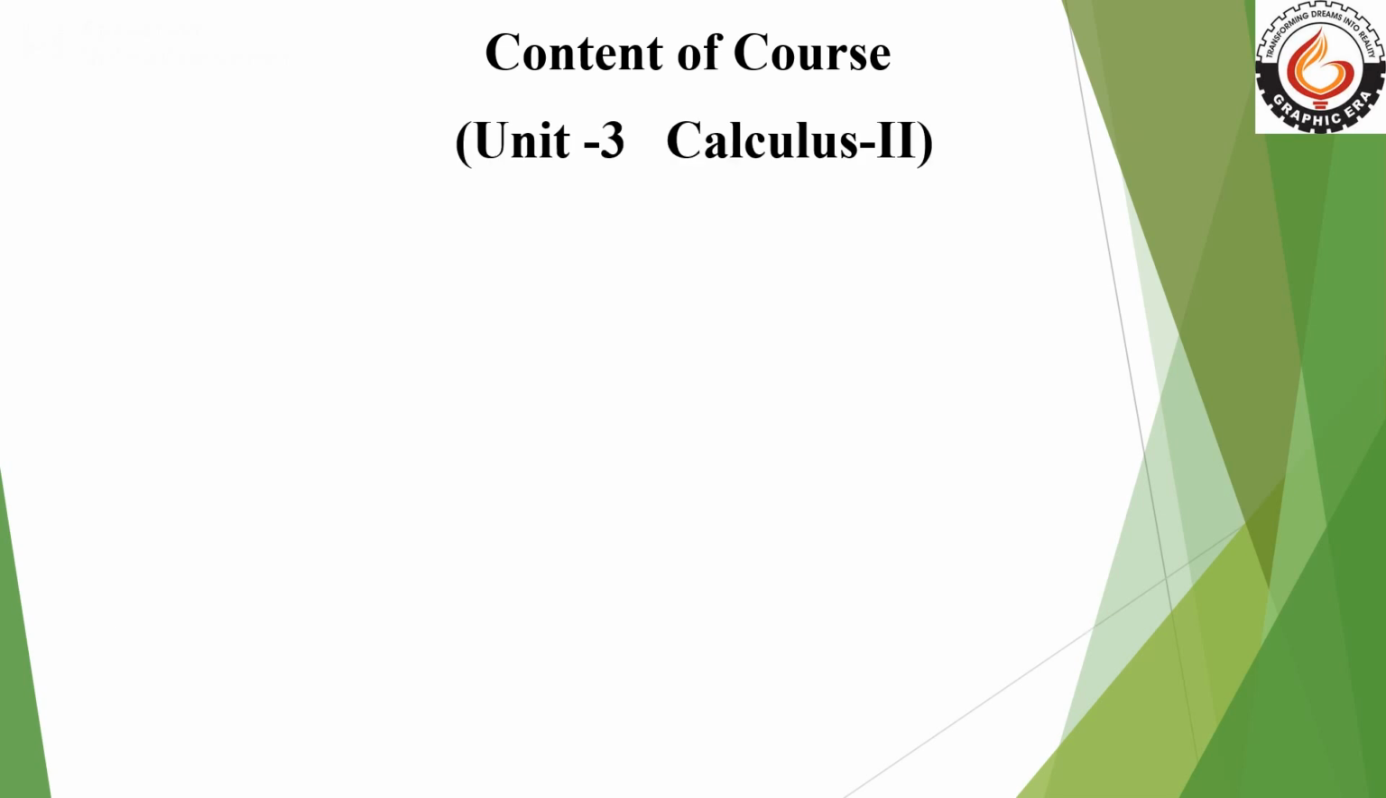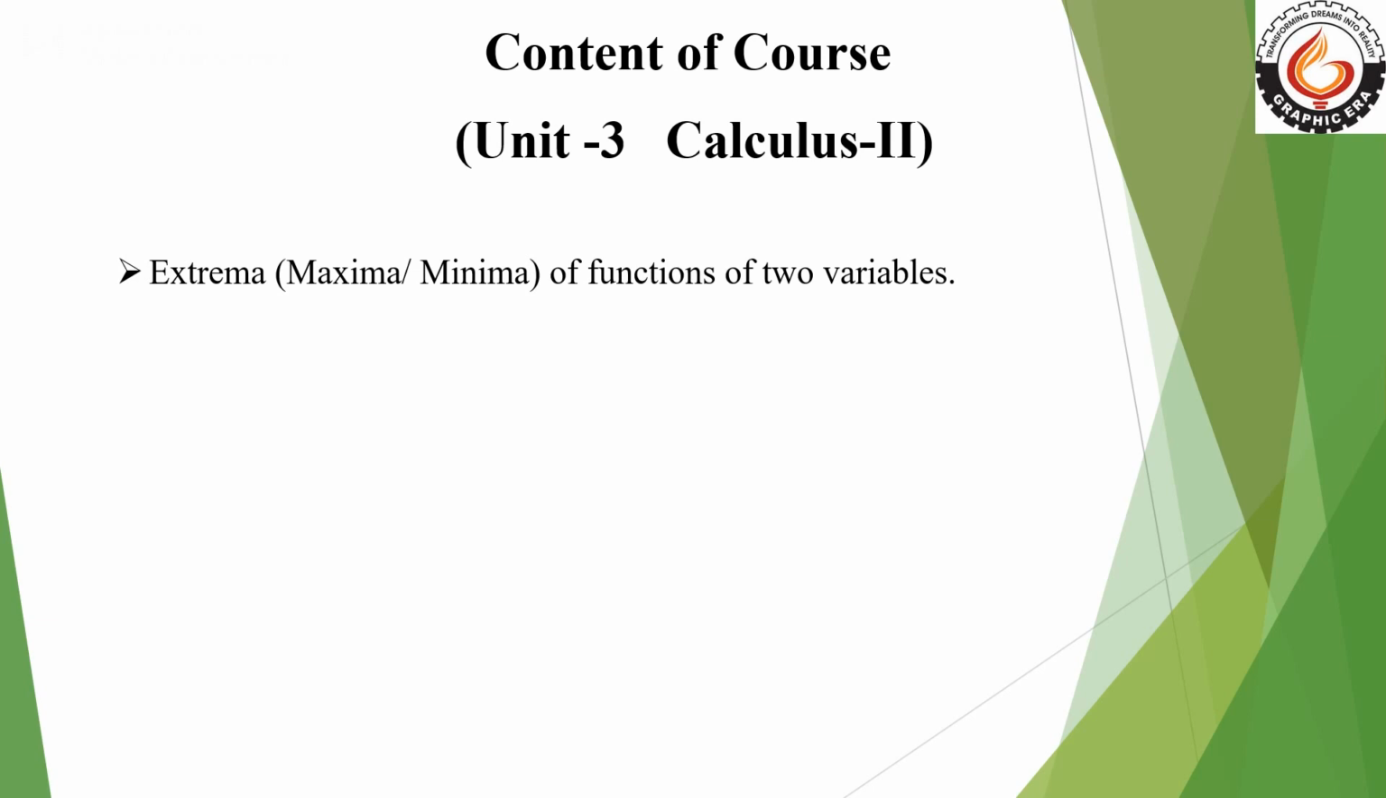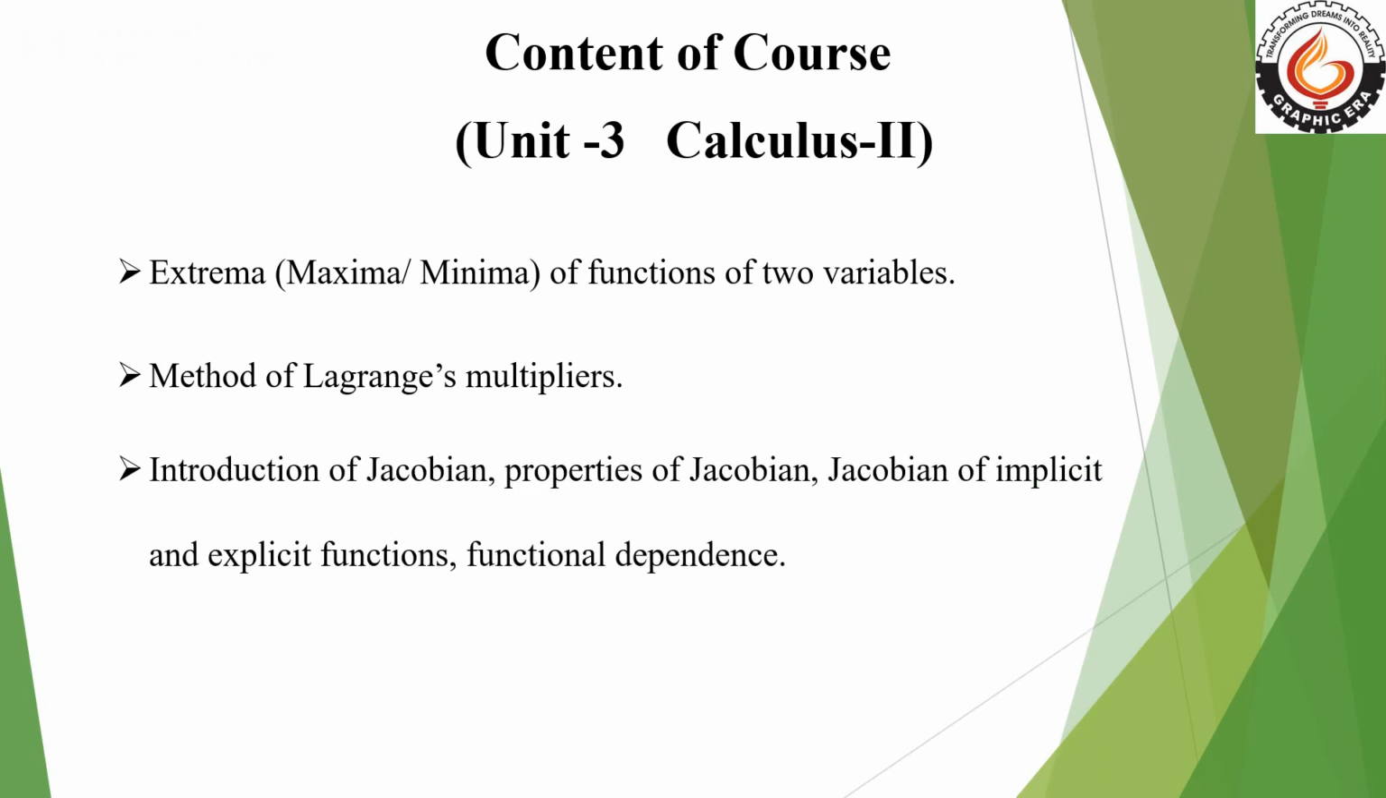Unit 3 is Calculus 2, in which we will discuss the extrema, or say the maxima and minima, of a function of two variables. Then the method of Lagrange multiplier, which is used to optimize the function, and an introduction of Jacobian and properties of Jacobian of implicit and explicit functions, and functional dependence.